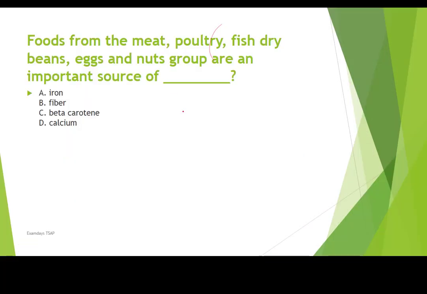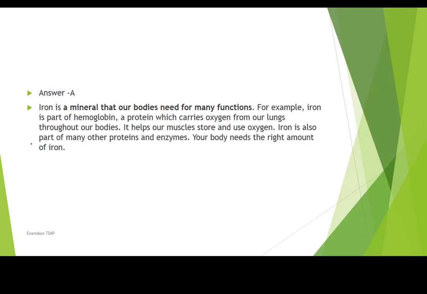Next question: foods from the meat, poultry, fish, dry beans, eggs, and nuts group are an important source of A, iron, B, fiber, C, beta carotene, and D, calcium. The correct answer is iron. Regarding the iron, I already discussed it in the previous bit, so you can refer to the same explanation.